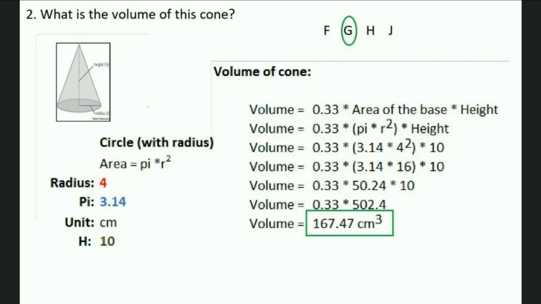Our answer is G. And just as a hint, it helps to write out the steps. It definitely helps to write out the steps. So a lot of times when I see mistakes and problems like this, it's because people try to punch everything into the calculator without actually sorting those steps out. So this actually can help you.